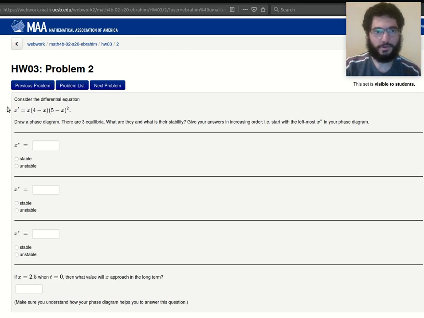Okay, here's a problem, homework 3, problem 2, and everyone has different numbers, but I'm just going to choose the numbers that were generated for me here. X prime equals this. So this is an autonomous differential equation because you see there's no t's on the right. So it's possible to do a phase diagram analysis. If there were t's on the right, then there's no way to do one phase diagram, because then your phase diagram would be morphing and shifting in time, which is quite a bit more complicated of a situation.